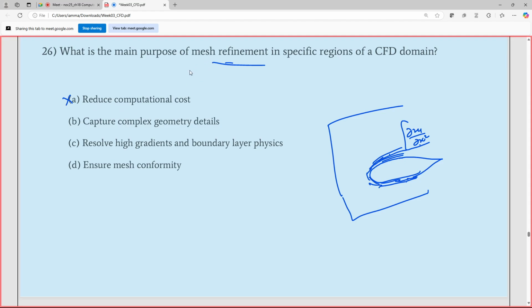All the other things apart from option A, that is reduced computational cost, are not there, because when the mesh is refined, the computation cost will go up. Option A is not right, but option B and option D will also feel like right answers. But the actual intention behind mesh refinement is to give a fine refinement so that the flow gradients can be resolved and calculated to the extent of accuracy that we need. So answer is option C.